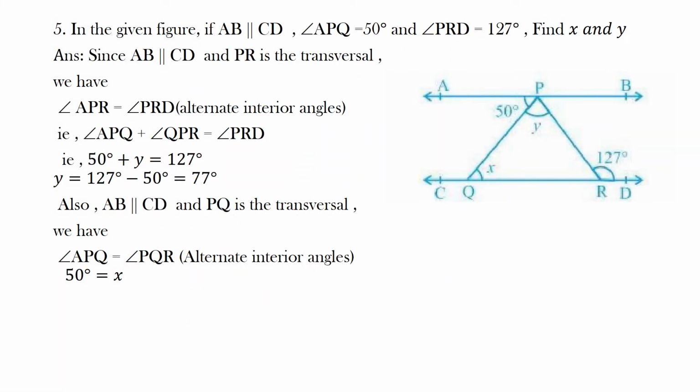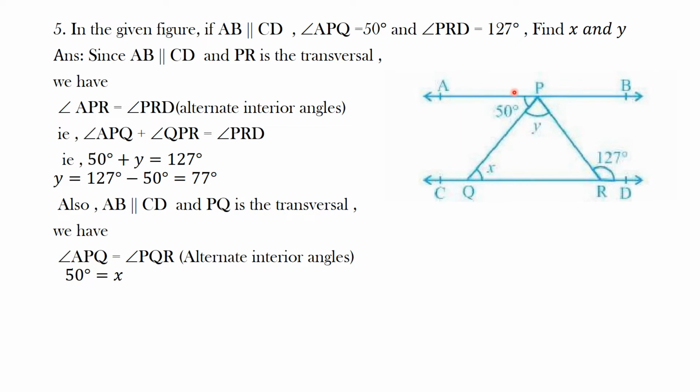Question number 5. In the given figure, if AB is parallel to CD, angle APQ equal to 50 degree and angle PRD is equal to 127 degree, find X and Y. Here we can see APQ is equal to 50 degree, PRD is equal to 127 degree.